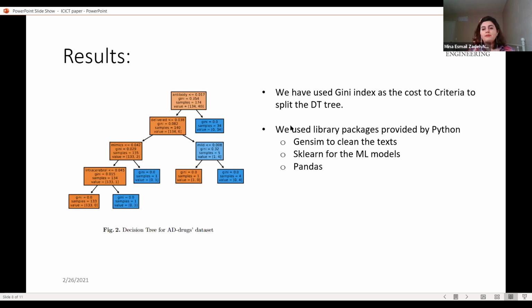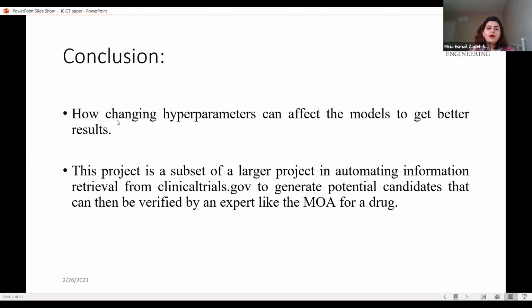For implementing our methods, we have used Python, Gensim to clean the text, sklearn for ML models, and Pandas for holding and working with data statically. As a conclusion, I can say that maybe we could work more with the parameters of some models like XGBoost, and change the hyperparameters.